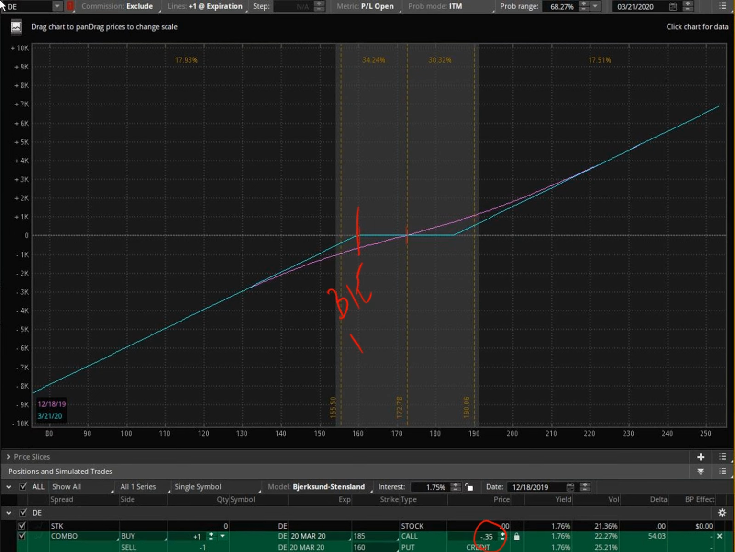All right, so 159.65 is our break even. It's just slightly below our put strike there. Whereas if we had done this for a debit, then our break even would have been up here. So we would have had to move higher.